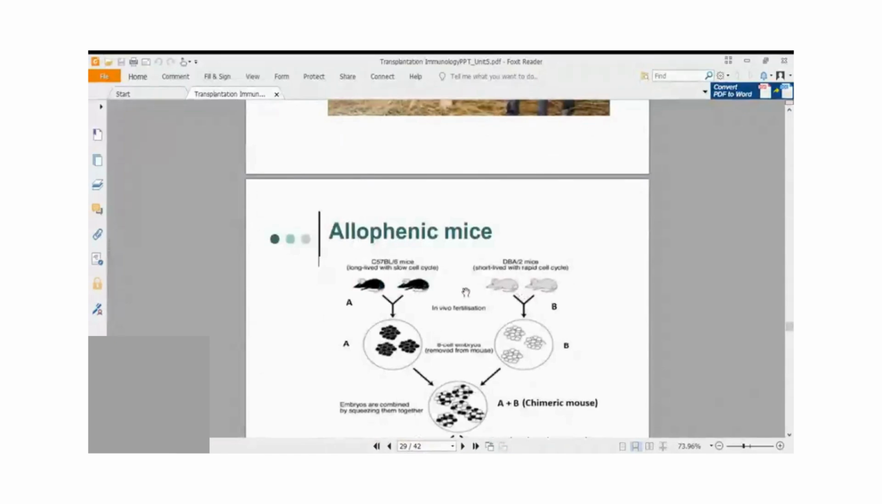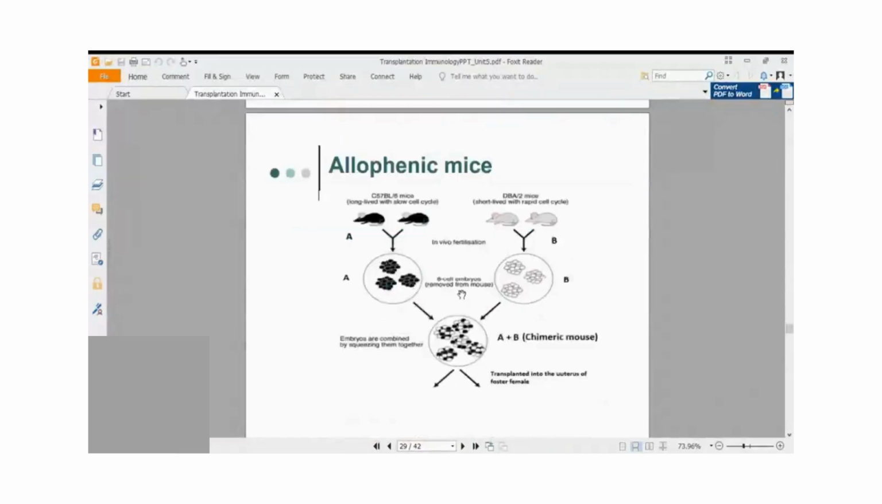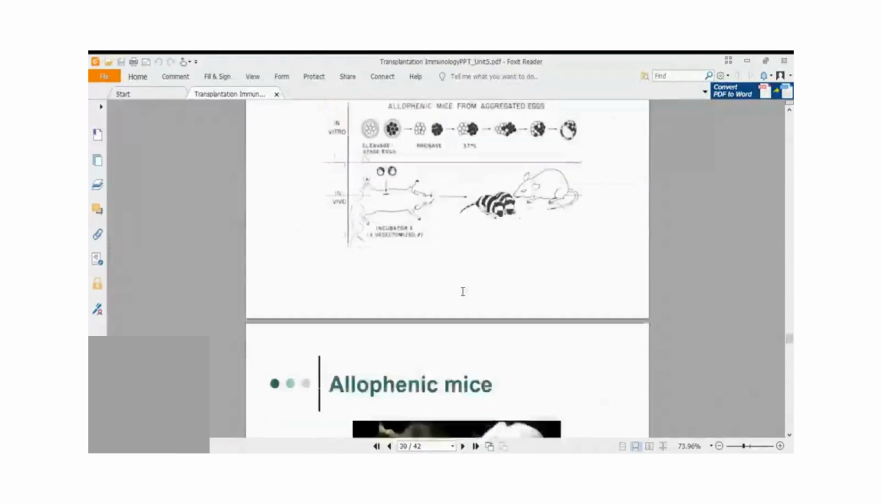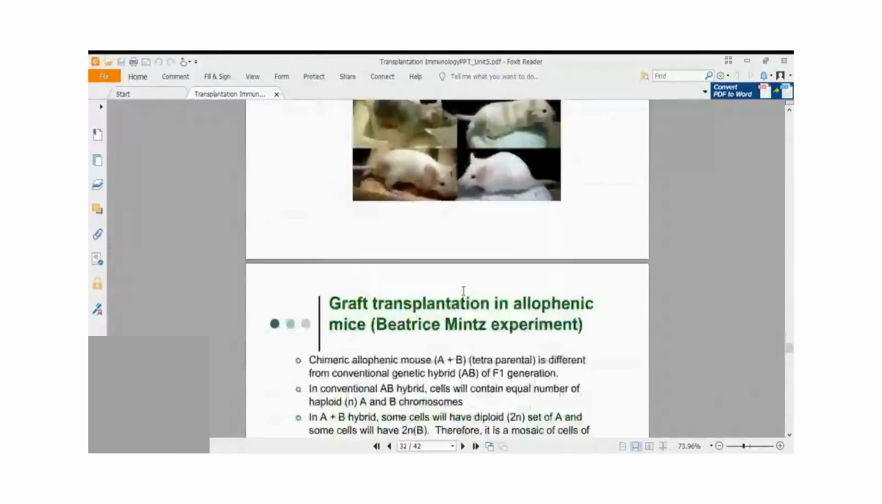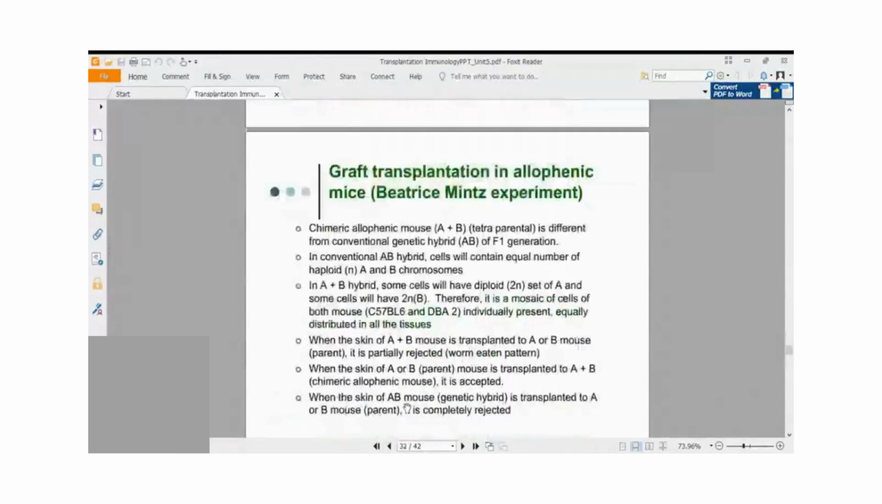The parent will partially accept the graft. Why will it partially accept the graft? Because it has the genetic constitution of one of them in equal number. So when you transplant the skin of allophilic mice A plus B onto a parent mouse, the parent will partially accept the graft and partially reject it.